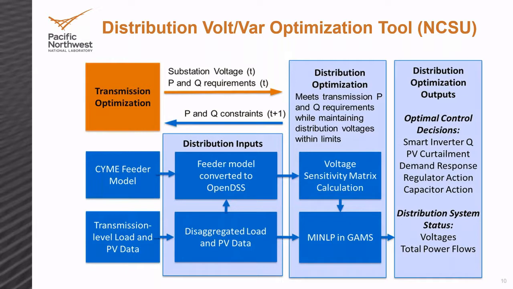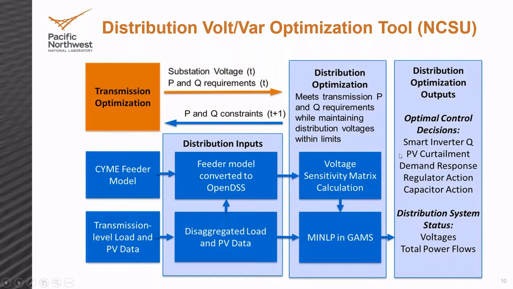And the objective of this optimization has two goals. One is to meet whatever requirement is coming from transmission. Second, make sure you are not violating any constraint within the distribution network. So you don't want to help transmission and mess up distribution. We need to make sure both transmission and distribution are okay.